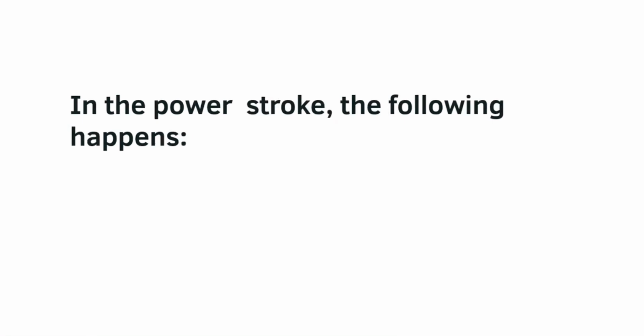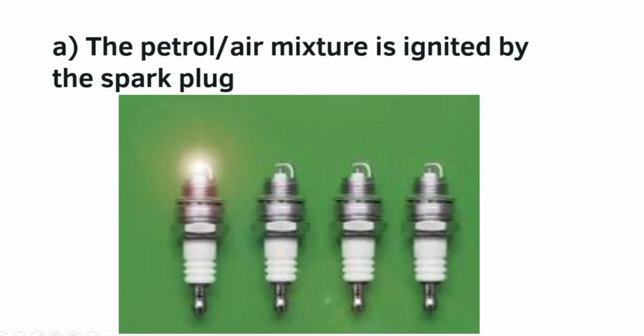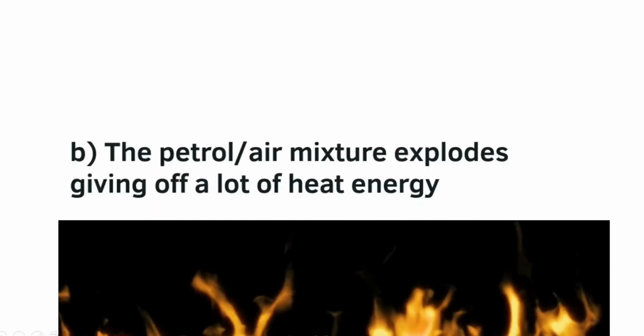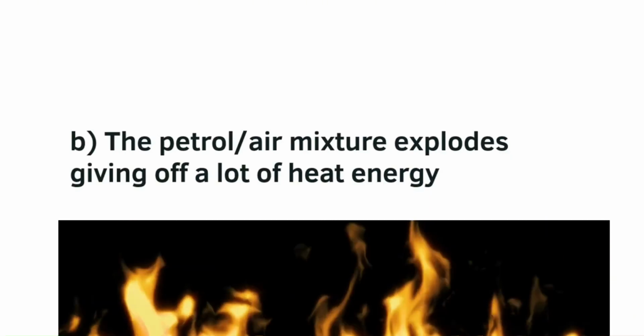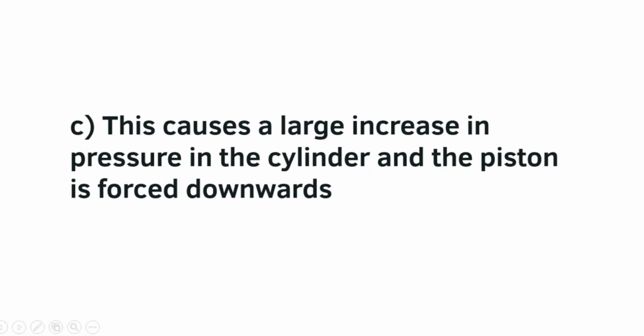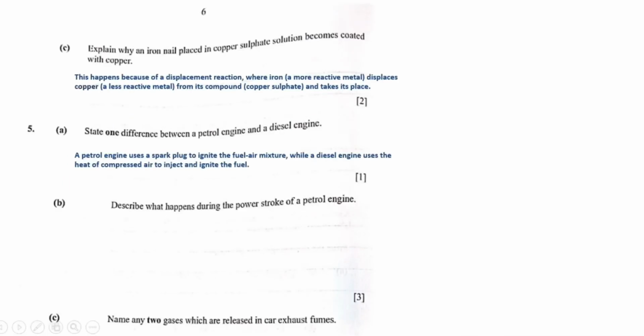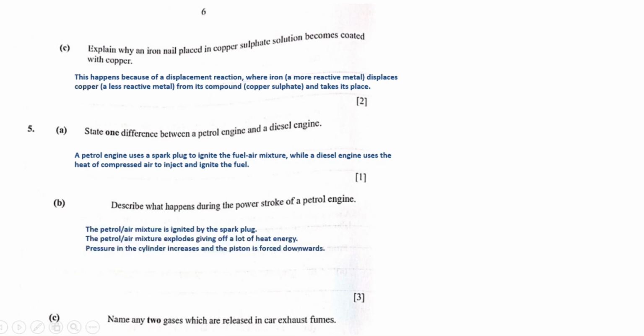the spark plug, and then the petrol air mixture explodes, giving off a lot of energy, and this causes a lot of pressure to build up in the cylinder, forcing the piston to move downwards. So we're going to write it now here. Petrol air mixture ignited by spark plug, it explodes, giving off a lot of energy, pressure builds up in the cylinder, and the piston is forced downwards.